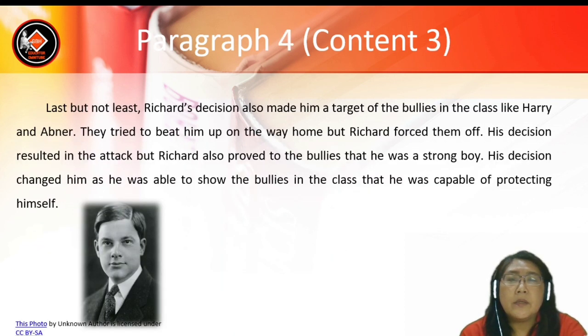Now we are at paragraph 4. We are using content 3. We can write the sample answer. Last but not least, Richard's decision also made him a target of the bullies in the class like Harry and Abner. They tried to beat him up on the way home, but Richard forced them off. His decision resulted in the attack, but Richard also proved to the bullies that he was a strong boy. His decision changed him as he was able to show the bullies in the class that he was capable of protecting himself.